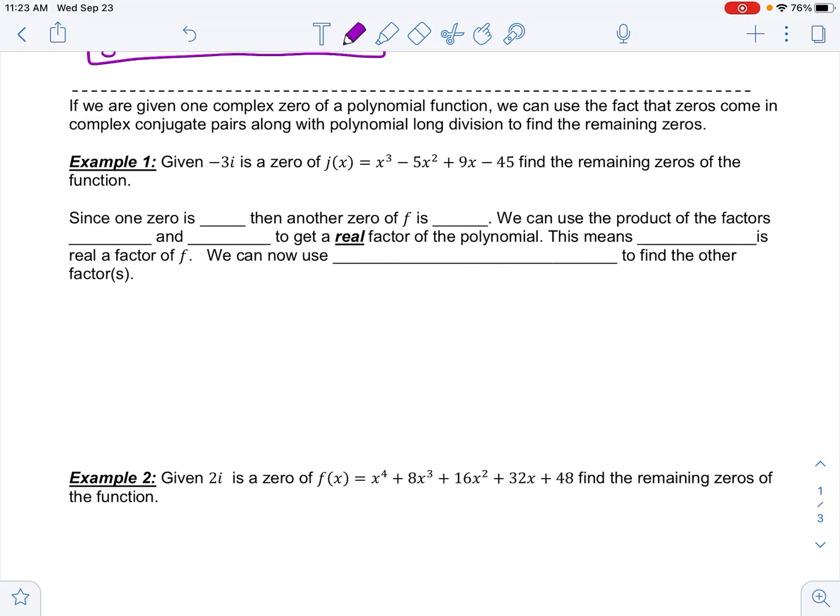So in example 1, we're not going to do all of it. We're just going to talk about it. Actually, no, we do all of it. I'm going to do all of it in example 1. So let's just get started here.